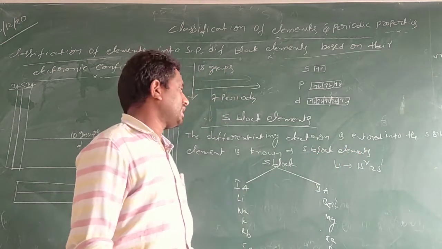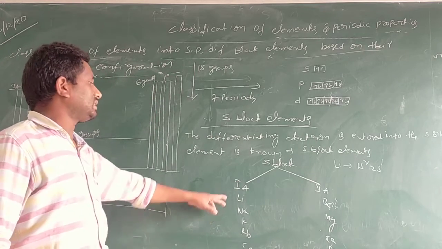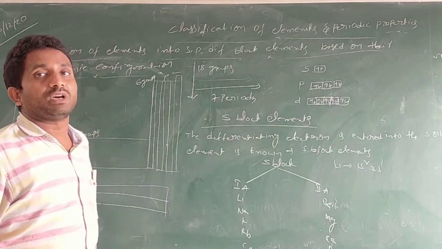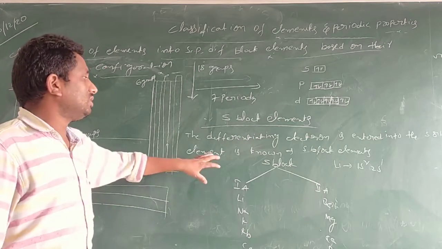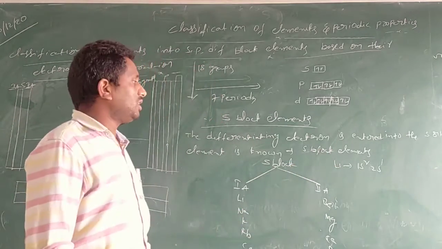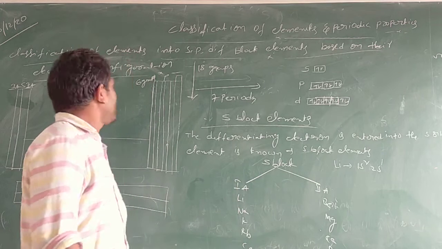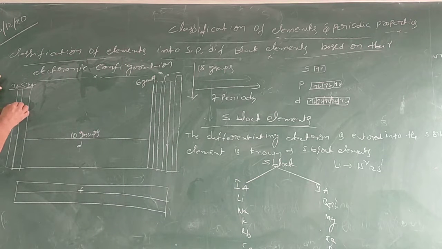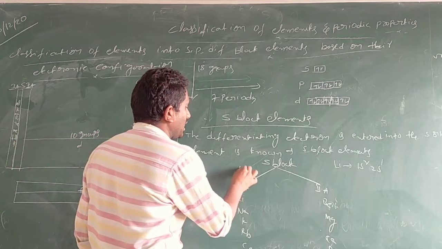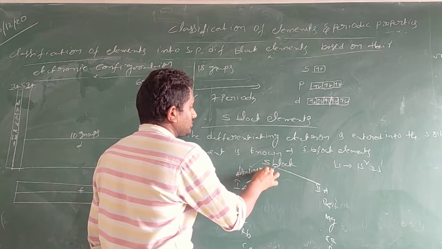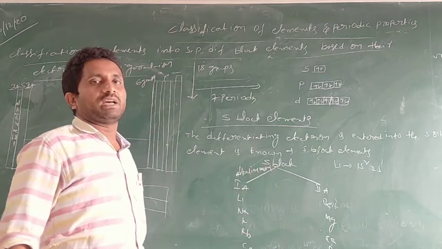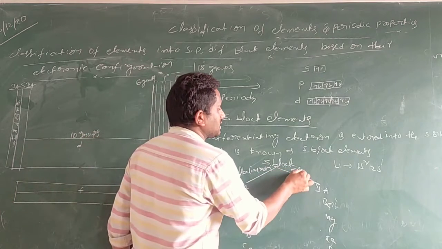So for these elements, the last electron enters the outermost S orbital. These are known as S block elements. The S block consists of 2 groups, first A and second A groups. First A group elements are known as alkali metals. Second A group elements are known as alkaline earth metals.